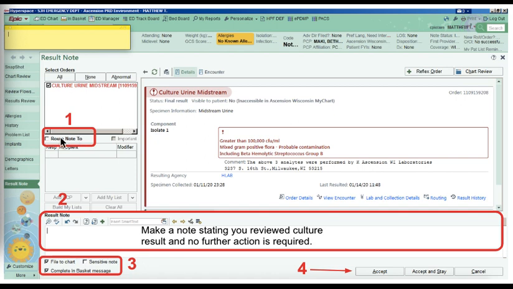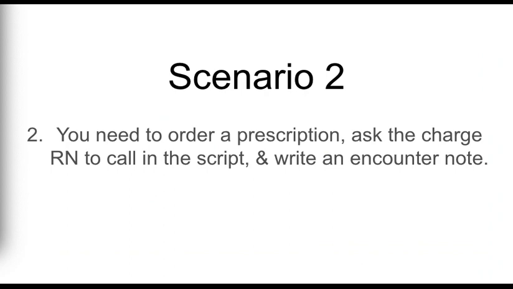We want to uncheck the route note to no recipients. Simply type in, hey, no further action is required. The culture is reviewed, patient treated with X antibiotic. File that into the chart. Select complete in-basket message so that the culture result gets out of our in-basket, and then hit accept. That's it.